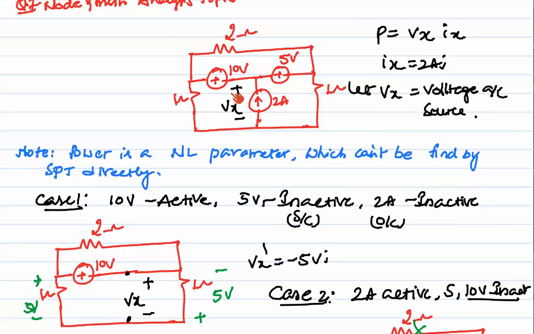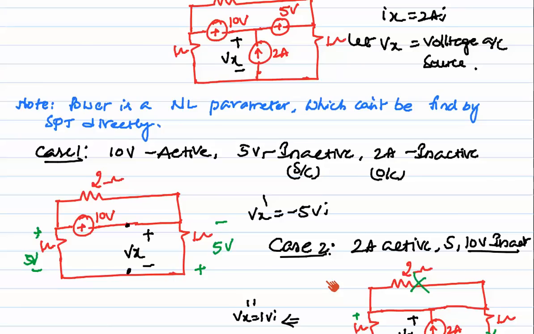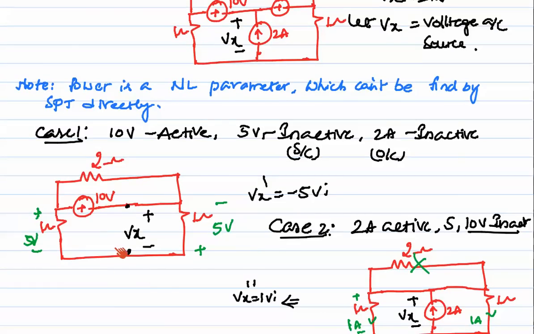If you observe here, plus Vx is nearer to the minus of the 10 volts, so plus Vx is minus of 10 volts. The 10 volts is in parallel with the combination of 1 ohm and 1 ohm in series. Applying voltage distribution, we have 5 volts here and 5 volts here. So Vx dash for the first case is minus 5 volts. Otherwise, we can also apply the voltage division rule.